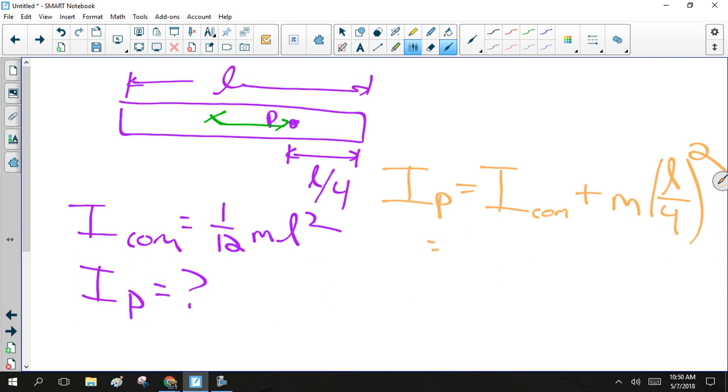So I'm looking at 1/12 mL squared plus 1/16 mL squared. So then you just have to add a 12th and a 16th, which gives you 7/48. Cool, you guys? All right, so that's 19. Now 21.